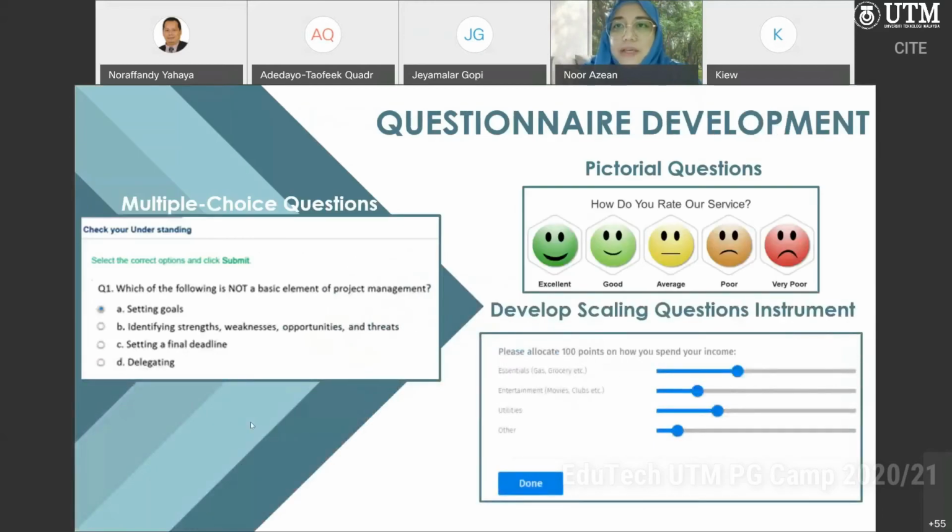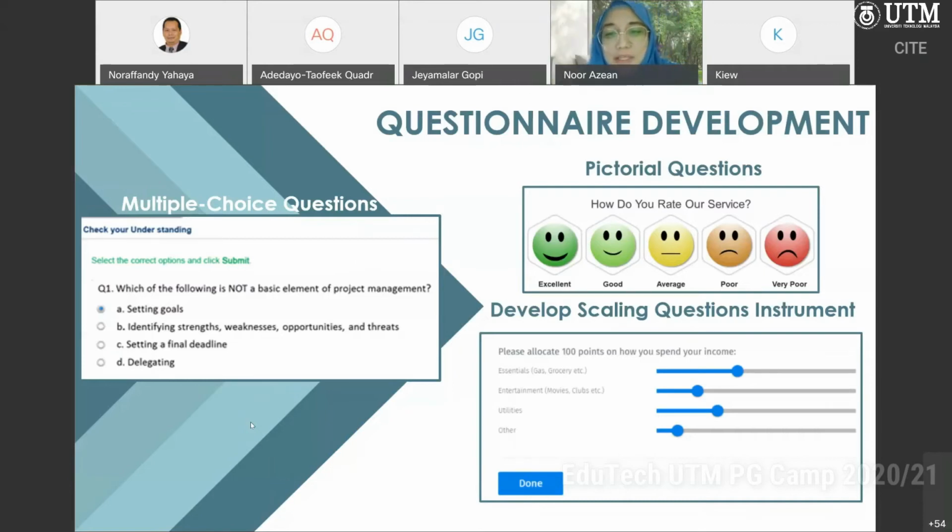This is what I mentioned before, right? So as usual, we use the multiple choice question, like this: which of the following is not a basic element of project management? Setting goals, identifying... Okay, this is number one. So we use the multiple choice question. Number two, just now I said that I love to use scaling. Instead of 1, 2, 3, 4, 5, you can have the bar.